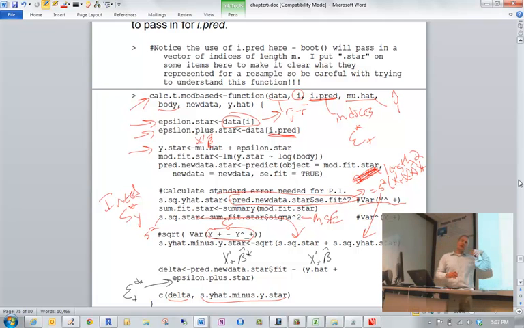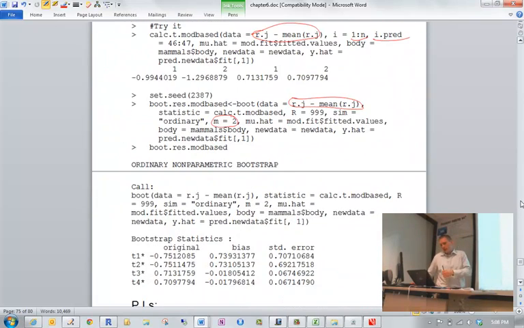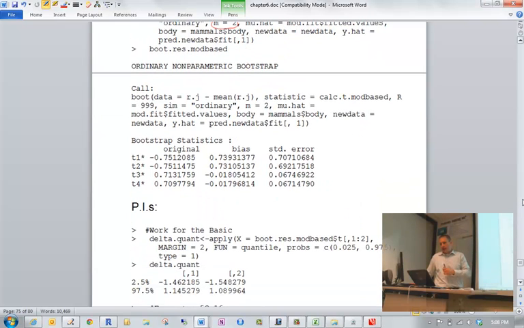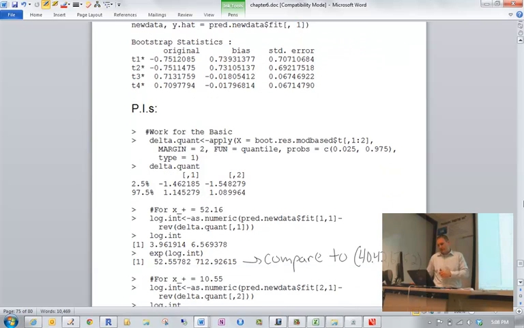Now, just as a reminder, we did this back in chapter 2, to help you see what's actually going on. Use the boot function, let's say, with capital R equal 1, capital R equal 2, and put a print statement here. Say print data, print I.pred, so you can actually see what happens with the boot function. That's how you learn what the boot function is actually doing. So I put the results in boot.res.modbase. This takes us to page 676.